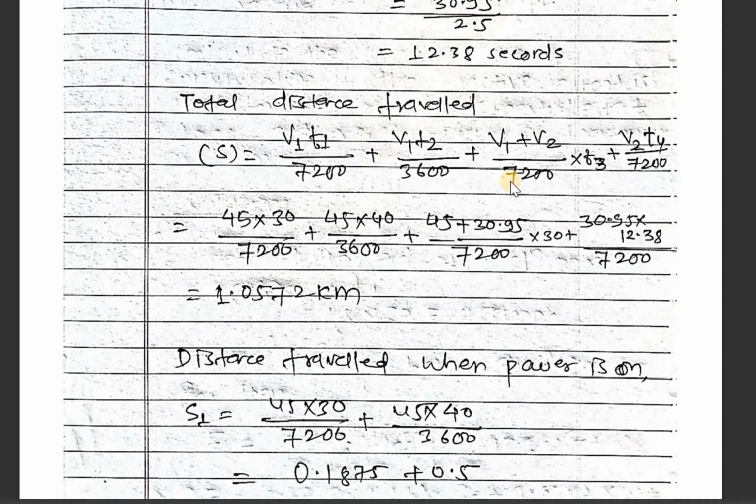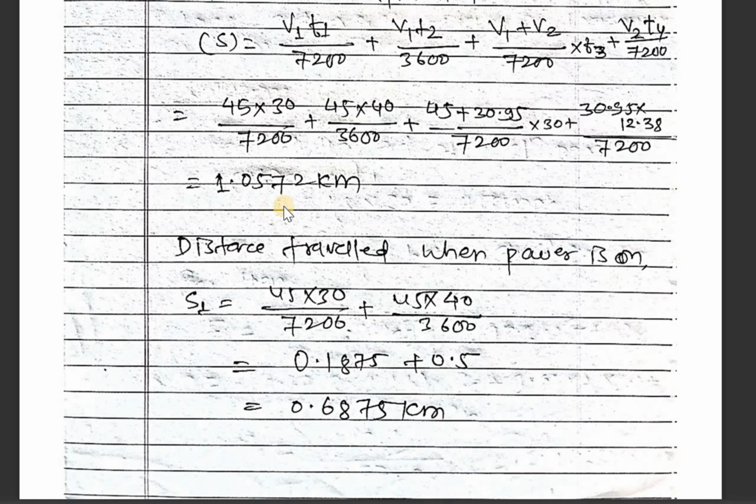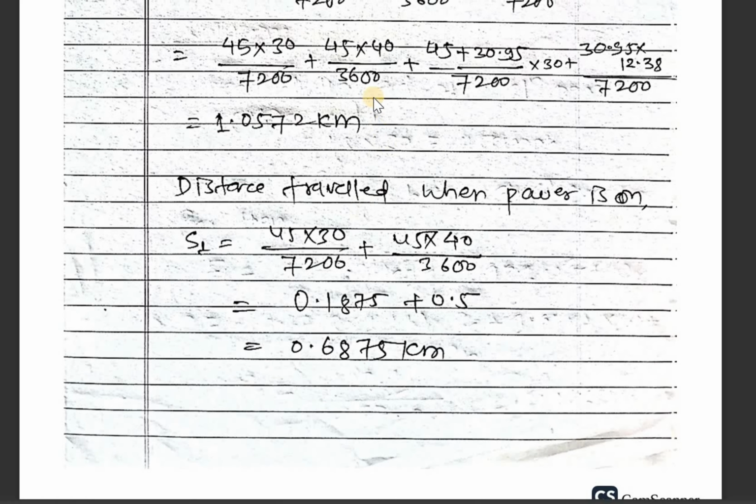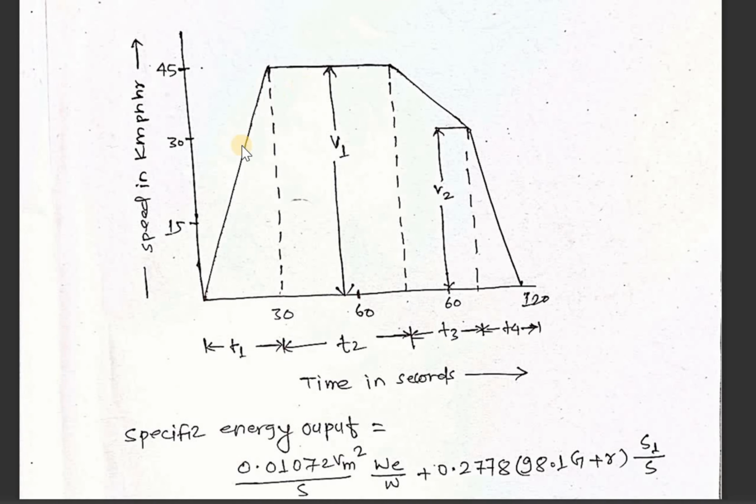And total distance. This is the equation for total distance. So here put v1 t1, v2 t2, and so on, then you can get total distance equal to 1.0572 km. And the distance traveled when power is on: we can only take the first and second terms, then we can get s1 equal to 0.6875 km.